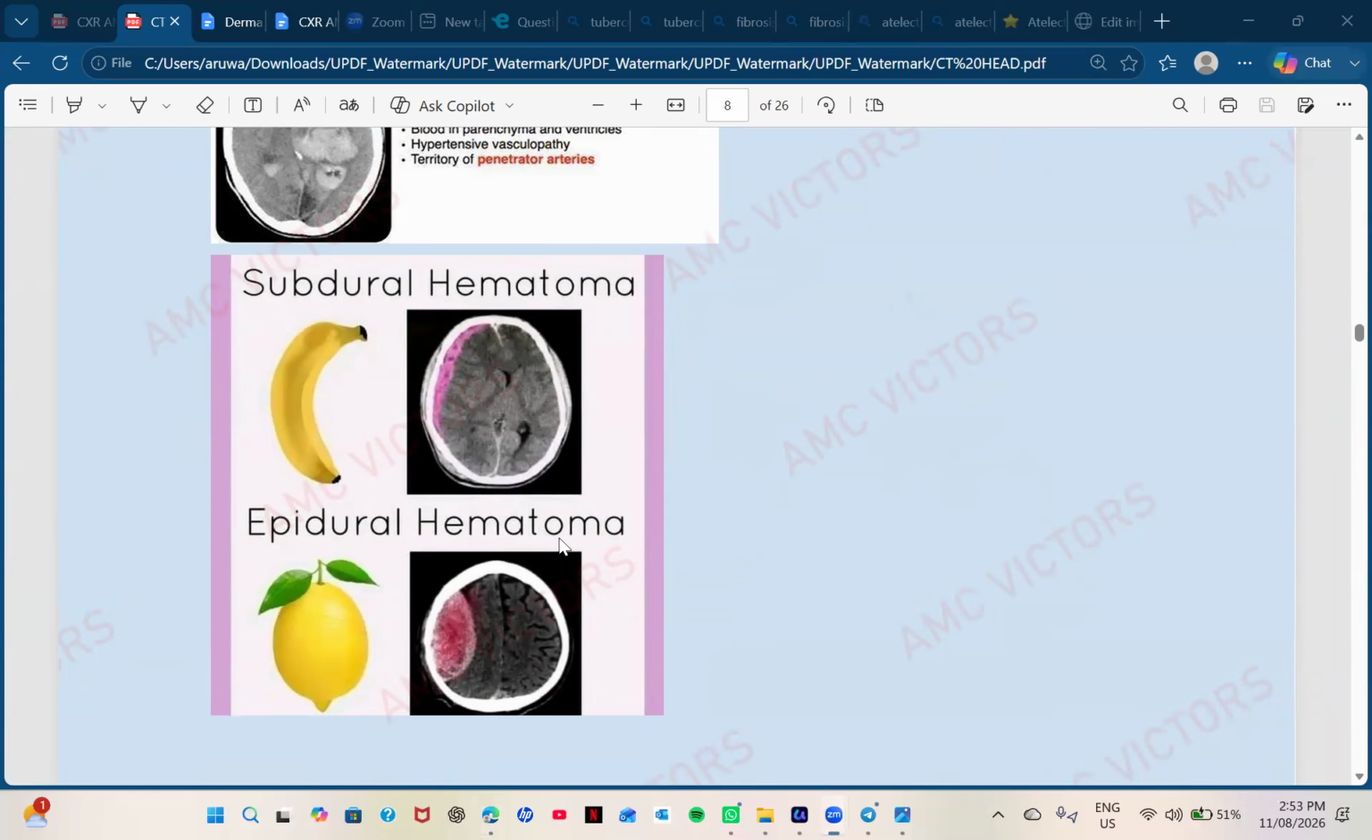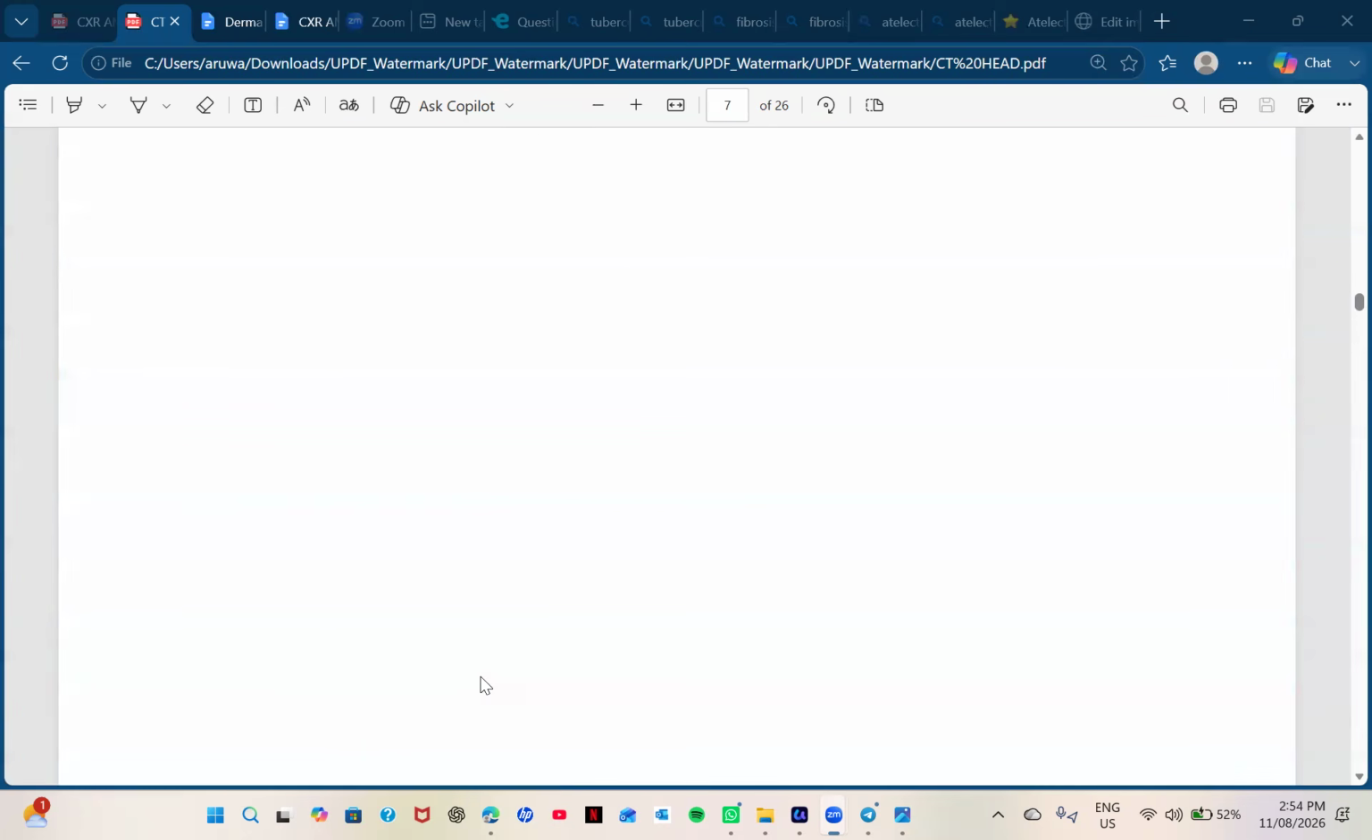So how can you remember it? I usually remember it as epi pie. It's like a lemon, right? Remember the epi lemon pie. Then subdural has a crescent shape, so remember banana and lemon. This is the easiest way to remember these two: subdural banana, epidural epi pie, like you can make a lemon pie. So remember the lemon and the pie.